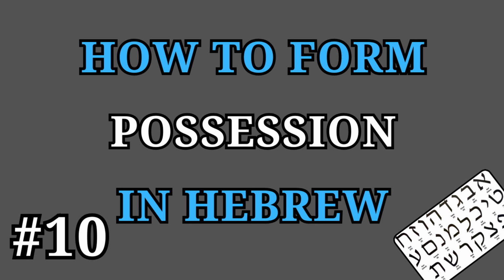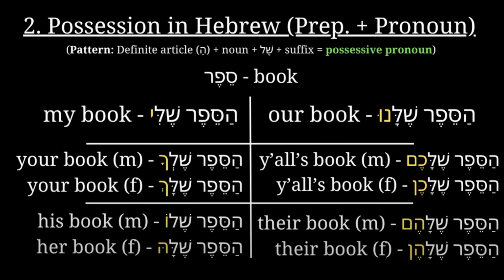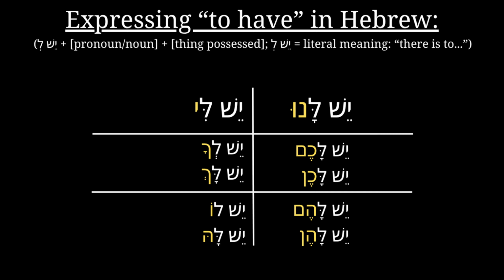In the previous video, I explained how to form possession in Hebrew, and one very important concept was suffixes at the end of prepositions. The modern method of forming possession in Hebrew has separate words, like prepositions, to which suffixes are attached. This point is extremely vital because when using the verb to have in Hebrew, the suffixes from the previous lesson will be attached to the preposition le, which will express possession. So, let's see how the structure works.